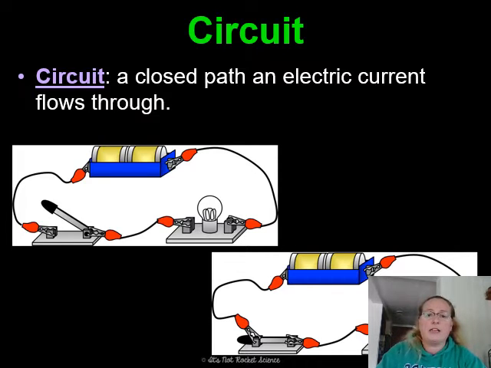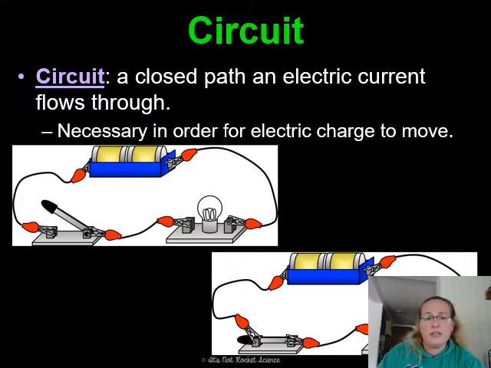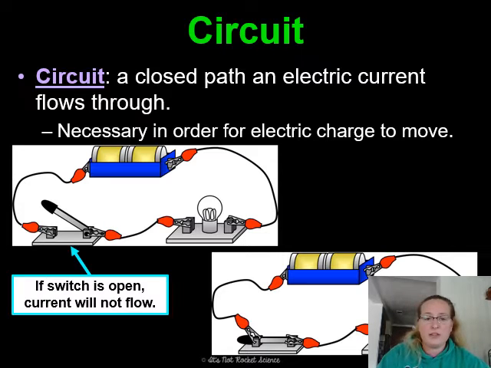So circuit, a closed path an electric current flows through, is necessary in order for electric charge to move. If a circuit is not closed, electric current will not move. So in this first picture, we have a circuit with a switch. If the switch is open, current will not flow. Because current in this picture is not flowing, the light bulb is not illuminated.